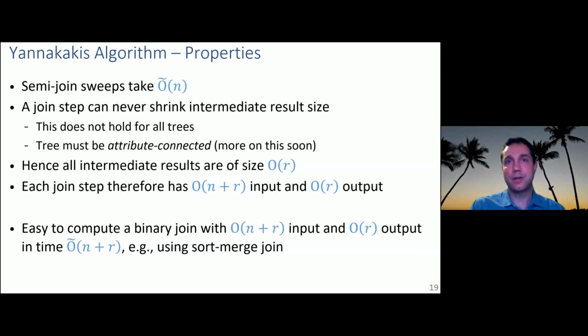So given input of size order n plus R and output of size order R, we can use a simple algorithm like sort merge join to compute that result in soft-O of n plus R. And that's exactly how the Yannakakis algorithm achieves its performance, because it has this good property that none of the intermediate results are larger than the final result. For that to happen, it does not hold for every possible tree. In this case, it held for the tree that I showed, but in general, it has to have what is called the attribute connectedness property. And I'll talk about that a little later.